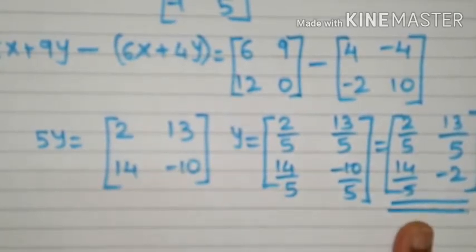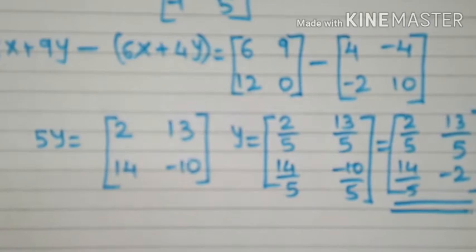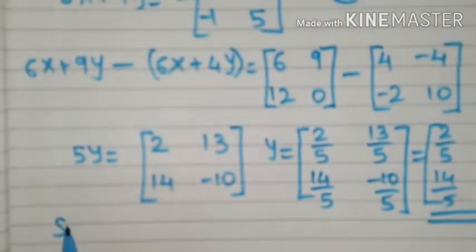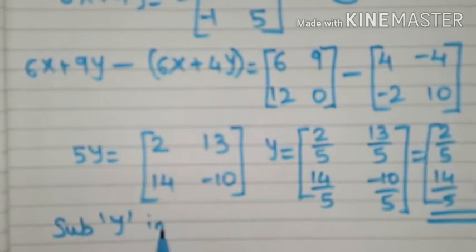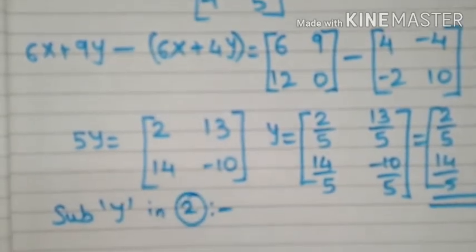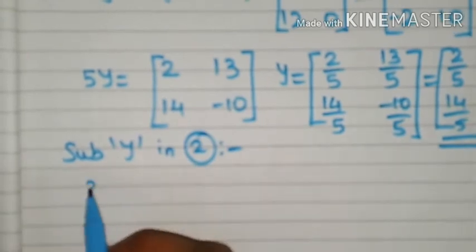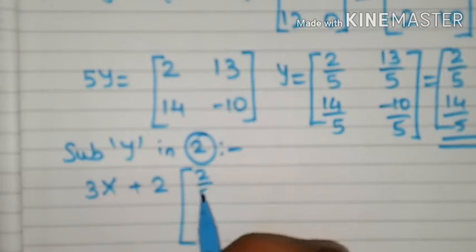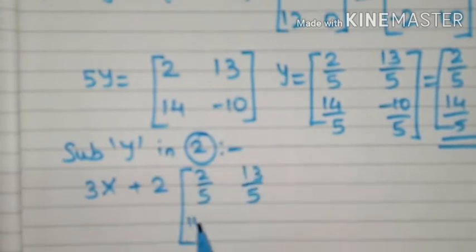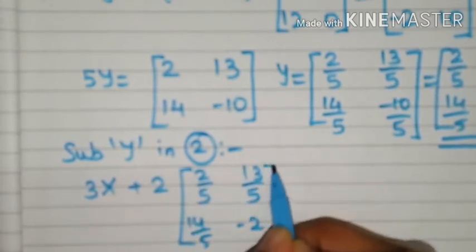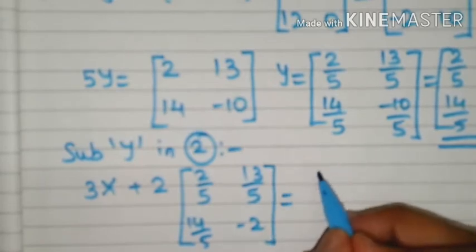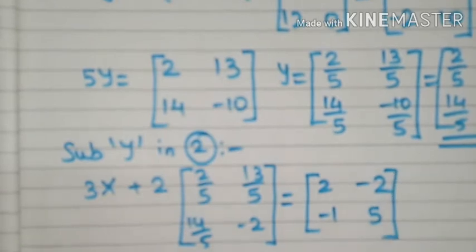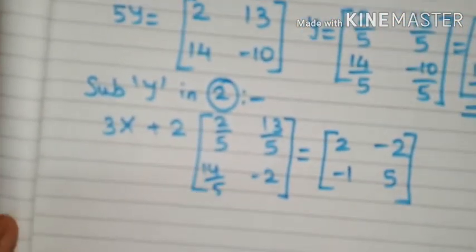Now once I've got the value of y, I can go ahead and get the value of x. Let me substitute this in equation 2. So substitute y in equation 2. It will be 3x plus 2y, where y is nothing but [2 by 5, 13 by 5, 14 by 5, minus 2]. We just got the value of y, and that is equal to [2, minus 2, minus 1, 5]. So again, let us do all the algebra that is needed.